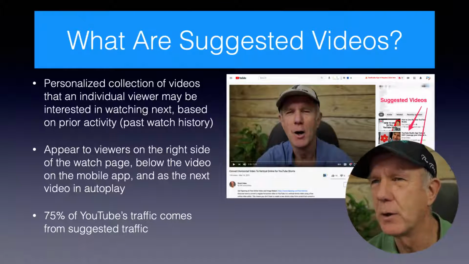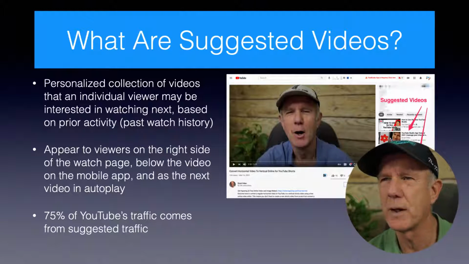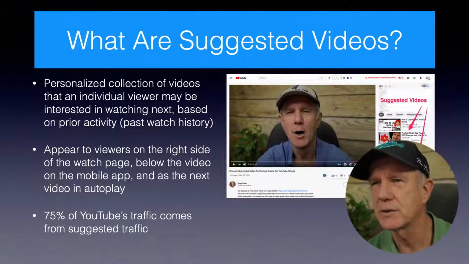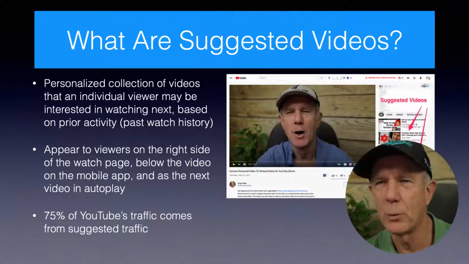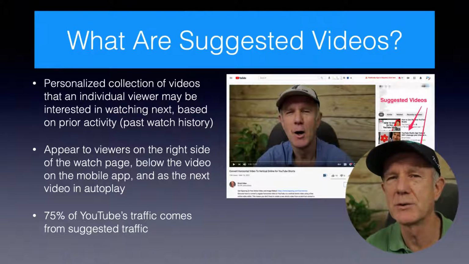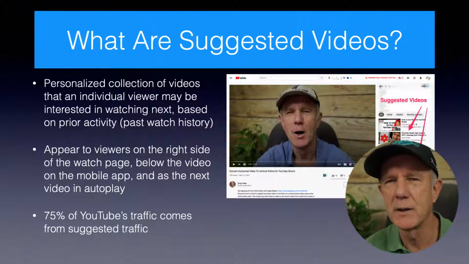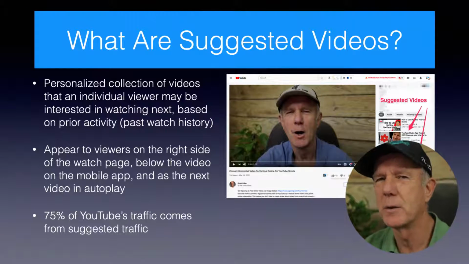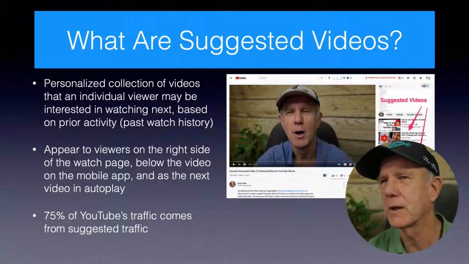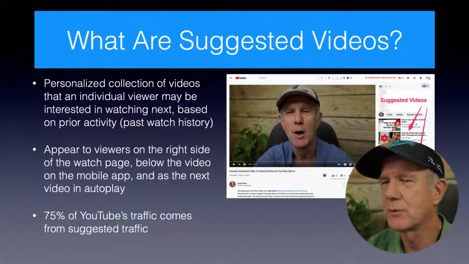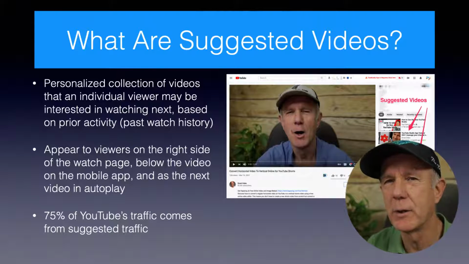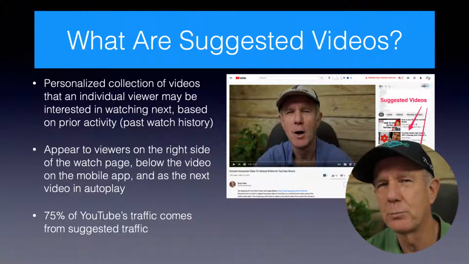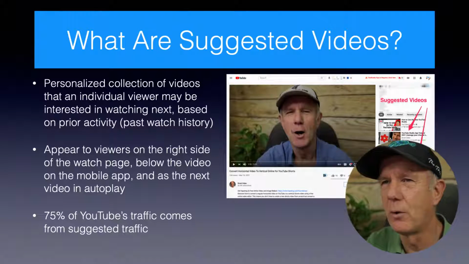These suggested videos then appear on the right side of the watch page, below the video if you're viewing it on the mobile app, and as the next video that pops up in autoplay. So that's the beauty of a playlist. When somebody watches a video in your playlist, then when they're finished watching the video, automatically the next video in the playlist starts playing. That's very different to just watching a single video, but YouTube wants to promote people staying on the platform longer.